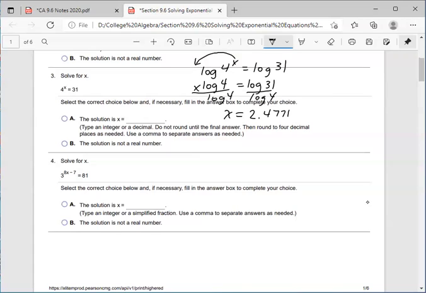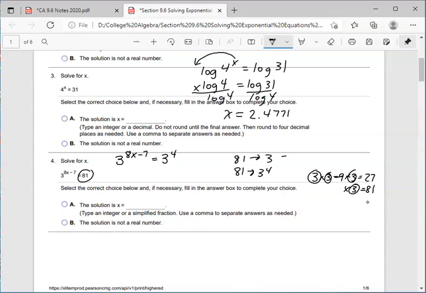I'm looking at this and I'm saying, oh man, it would be really nice if I could get 81 to say 3 to the something. I mean, can we get 81 to say 3 to the something? 3 times 3 is 9, times 3 is 27, times 3 is 81. So 1, 2, 3, 4. So 81 is equal to 3 to the 4th. I'm not going to work the rest of this out, but you've got 3 to the 8x minus 7 is equal to 3 to the 4th. So then you would say, well, 8x minus 7 is equal to 4. Y'all are okay with that part, right? Okay. We can do that one.